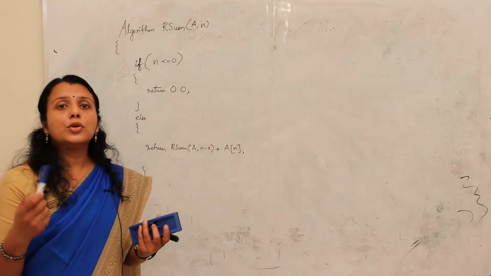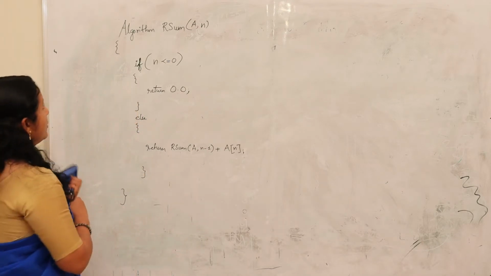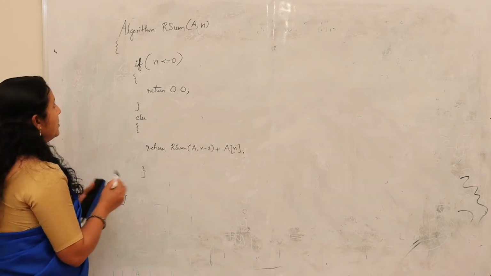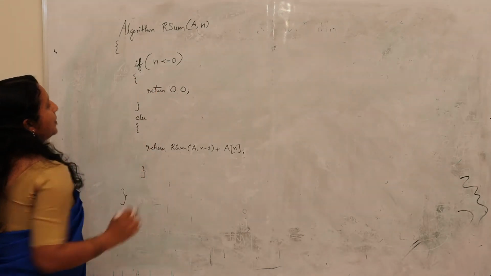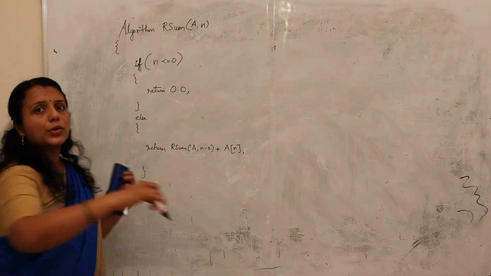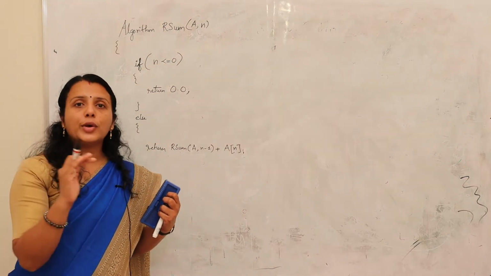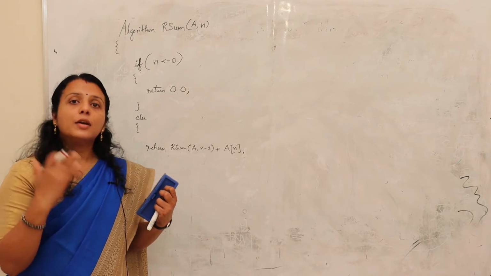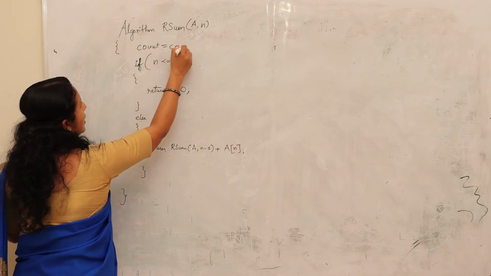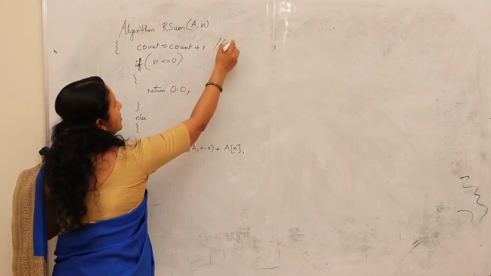Since we are going to use the count variable for calculating the time complexity, how are we going to use it? Here the if condition is checked first. For checking whether the value n is less than or equal to 0, some amount of time is spent, and for indicating the spent time we write count = count + 1. We increment the value of count by 1. This count is for the if checking.